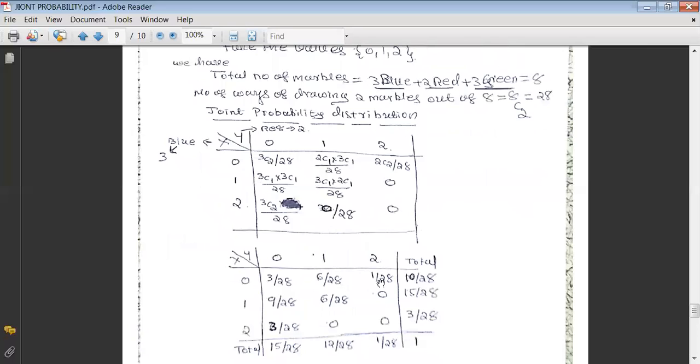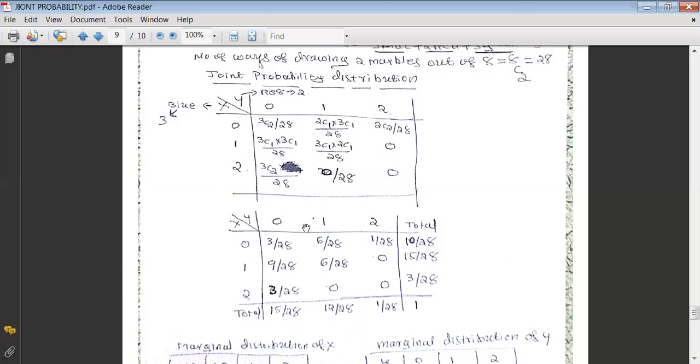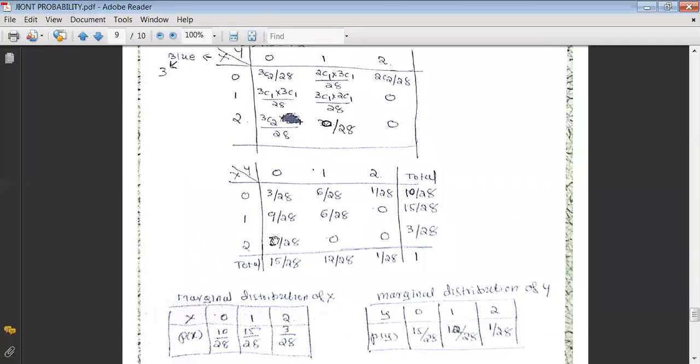In order to find the marginal, let us go for row total as well as column total after calculating these combination values. Now 3C2, x takes the value 0, 1, 2, y takes the value 0, 1, 2. 3C2 is 3, so 3 by 28, this is 3 into 2, 6 by 28, this is 1 by 28, this is 9 by 28, this is 6 by 28, this is 0, this is 0, this is 0, and this is 3 by 28. Once you go for each row total as well as each column total, we'll get this.